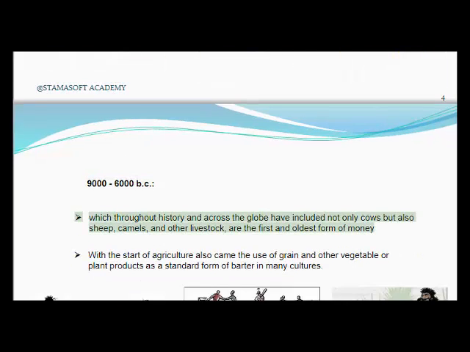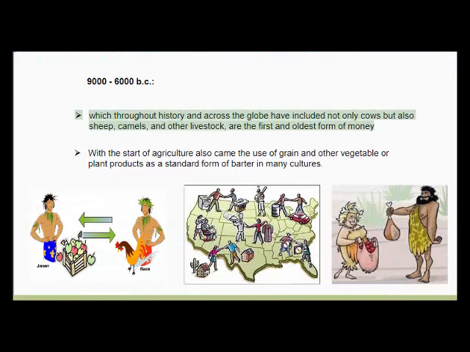9,000–6,000 BC, livestock, which throughout history and across the globe have included not only cows but also sheep, camels, and other livestock, are the first and oldest form of money. With the start of agriculture, other vegetable or plant products became a standard form of barter in many cultures.